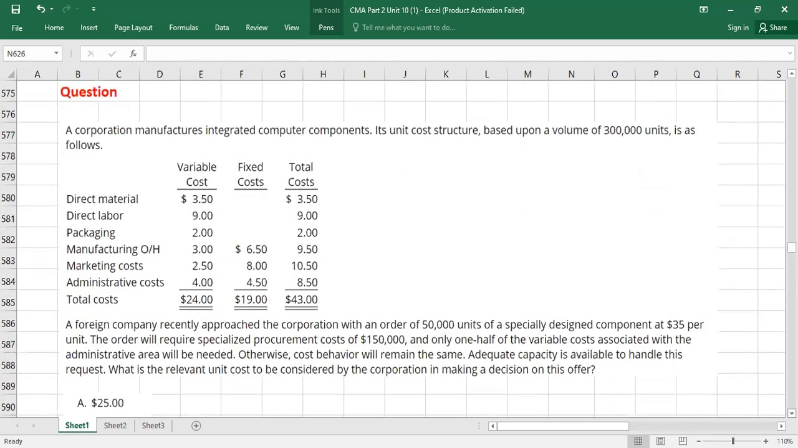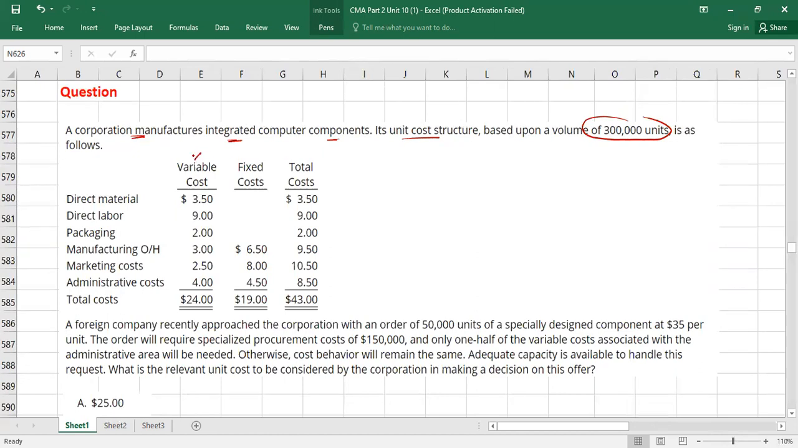Then we have, guys, another question here. They are telling you a corporation manufactures an integrated computer component. Its unit cost structure is based upon the volume of 300,000 units. Like if you're manufacturing 300,000 units, this is the cost structure as follows.